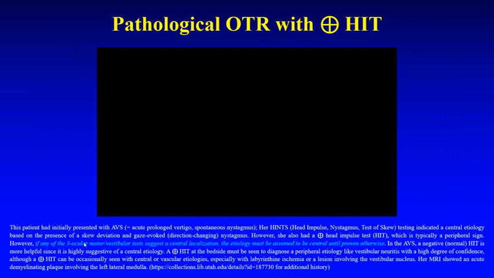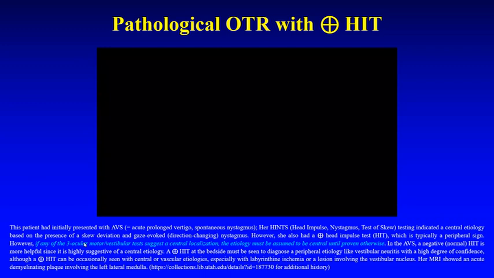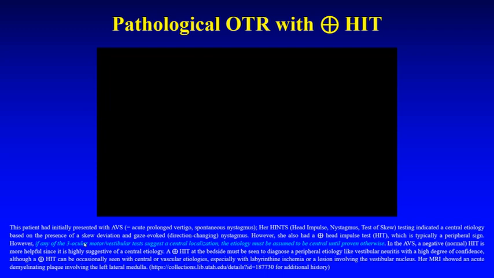So this patient, whom I am going to show, initially presented with acute vestibular syndrome, that is acute prolonged vertigo and spontaneous nystagmus. Her HINTS examination, that is the head impulse, nystagmus and test of skew, indicated a central etiology based on the presence of skew deviation and gaze-evoked direction-changing nystagmus. However, she also had a positive head impulse test, which is typically a peripheral sign. However, if any of the three ocular motor vestibular tests suggest a central localization, the etiology must be assumed to be central until proven otherwise.